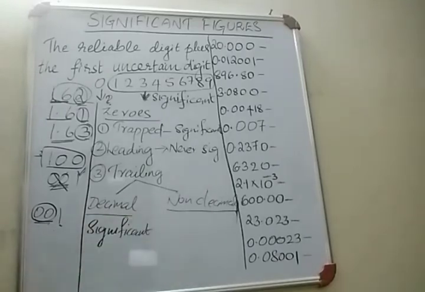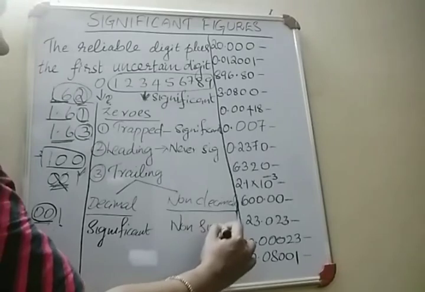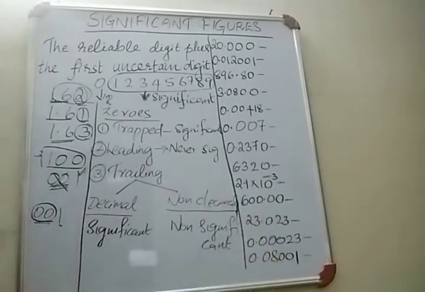But at the same time, if it is a non-decimal number, the trailing zeros will be non-significant. Okay. So like this we can easily calculate or count the number of significant figures in a number. So the third point, let me explain the third point once again.